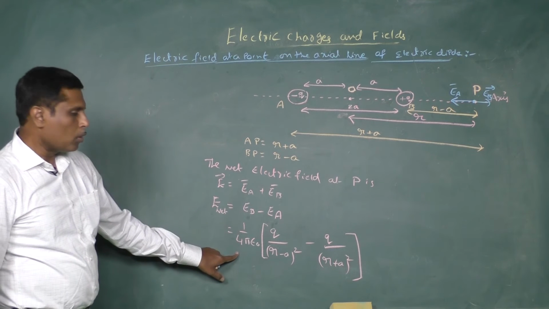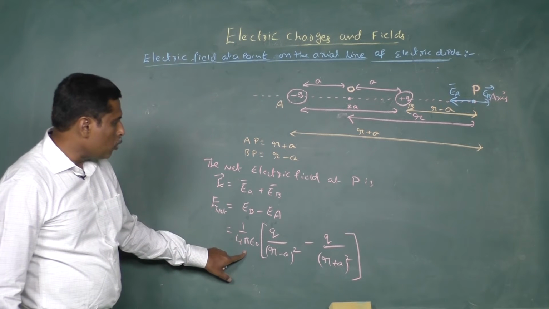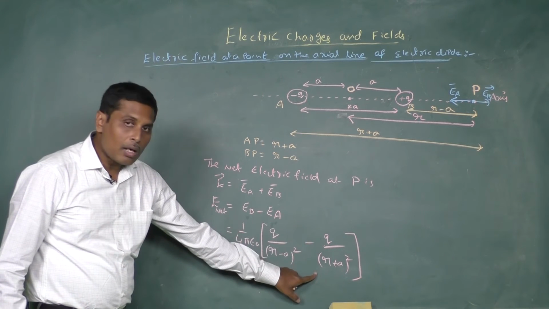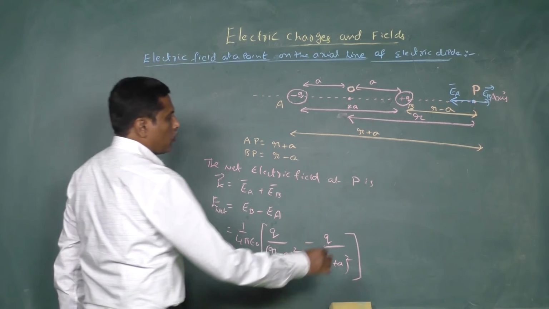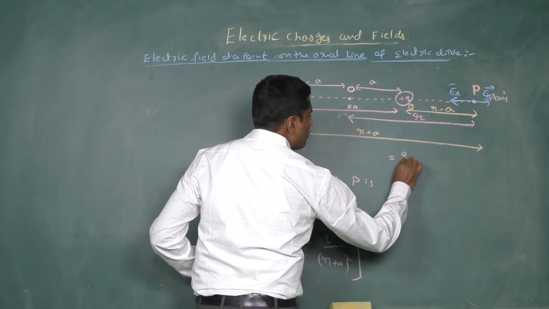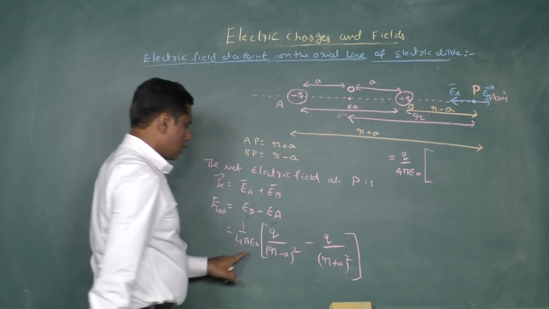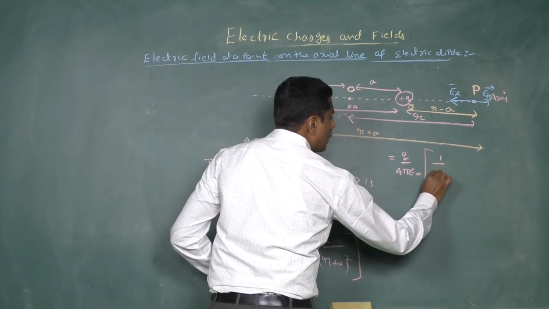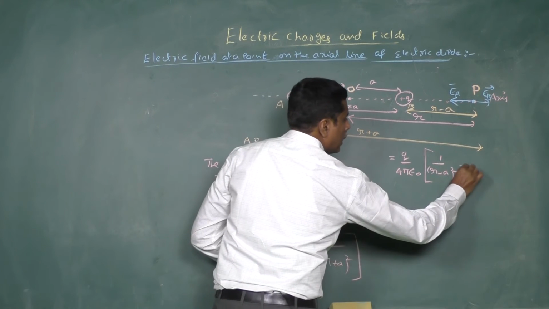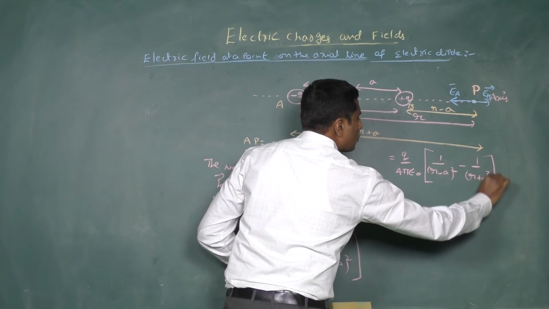Here 1 by 4 pi epsilon naught is a common term. Therefore, E net is equal to 1 by 4 pi epsilon naught into Q by (R minus A) whole square minus Q by (R plus A) whole square. Therefore, you can write E net is equal to Q by 4 pi epsilon naught into [1 by (R minus A) whole square minus 1 by (R plus A) whole square].